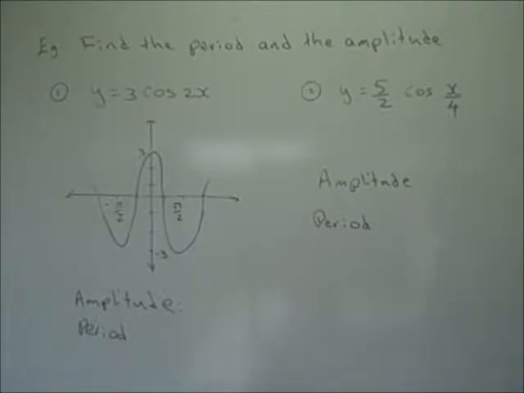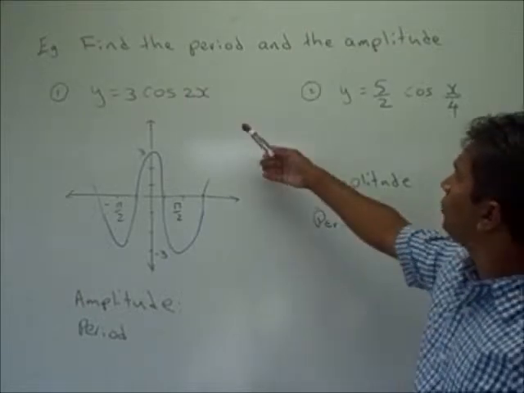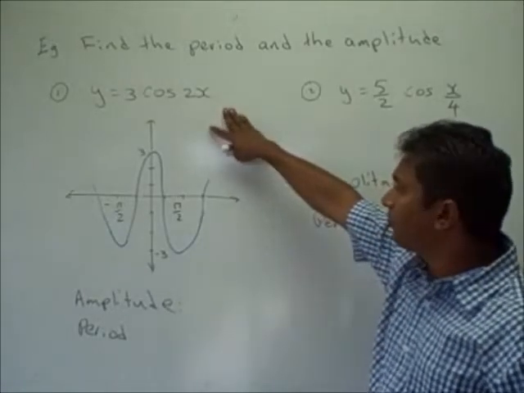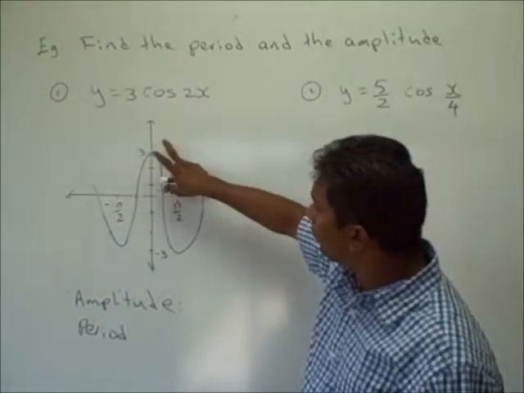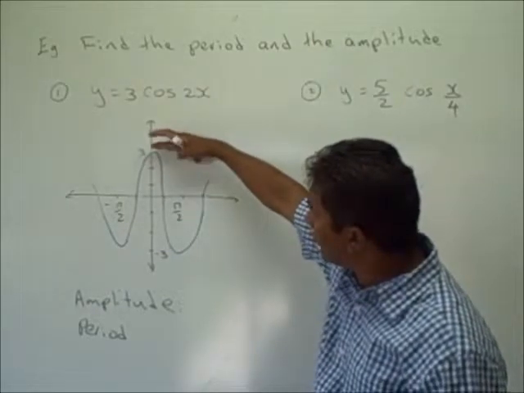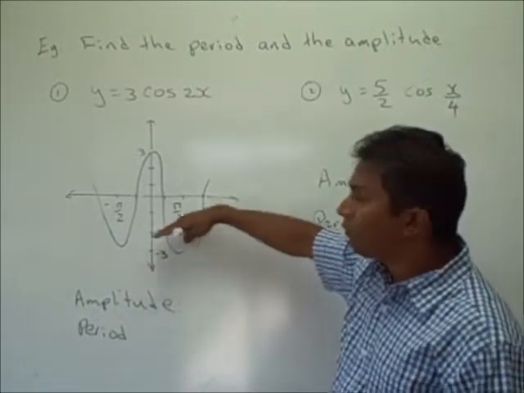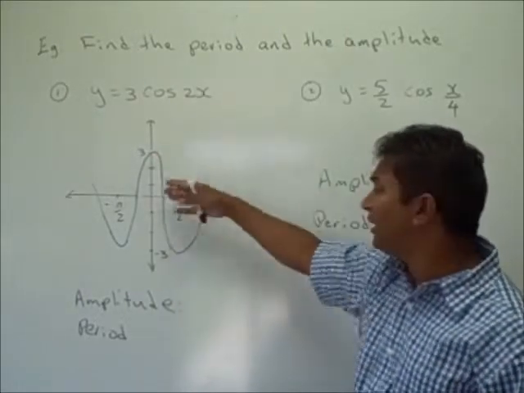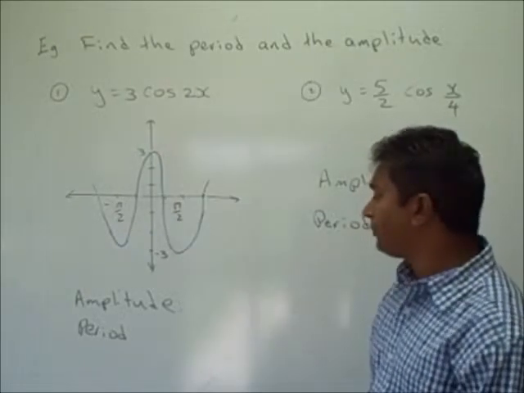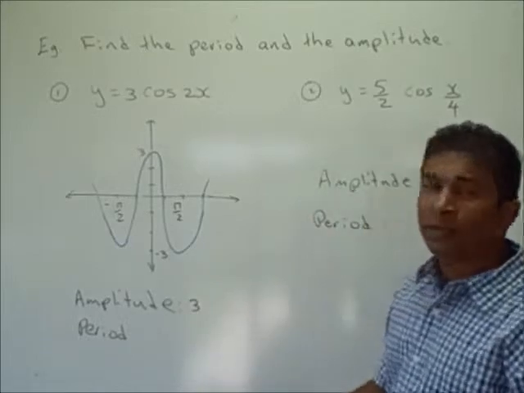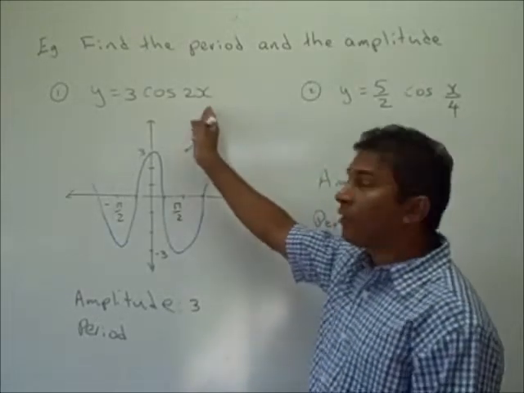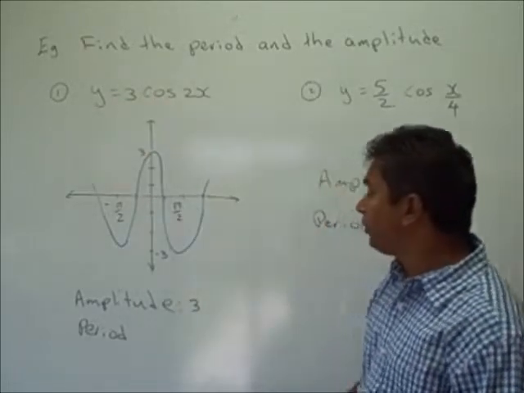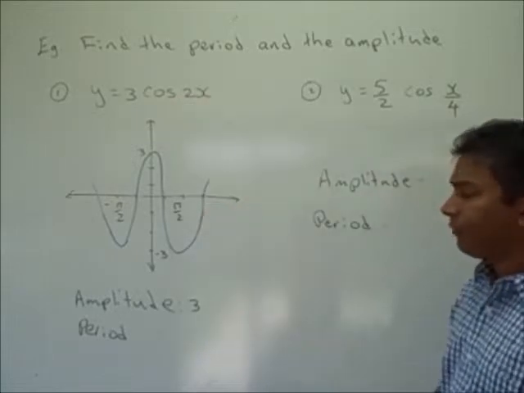In these two examples, we're going to find the period and the amplitude of these two cosine functions. Here we're given both the graph and the function itself. We can see from the graph that the maximum point is 3 and the minimum point is -3. So the total distance is 6. We know therefore that our amplitude is half this distance, which is 3. We also know from the general form of the cosine function that the coefficient of the cosine is always the amplitude. So we can tell from the equation or from the graph.